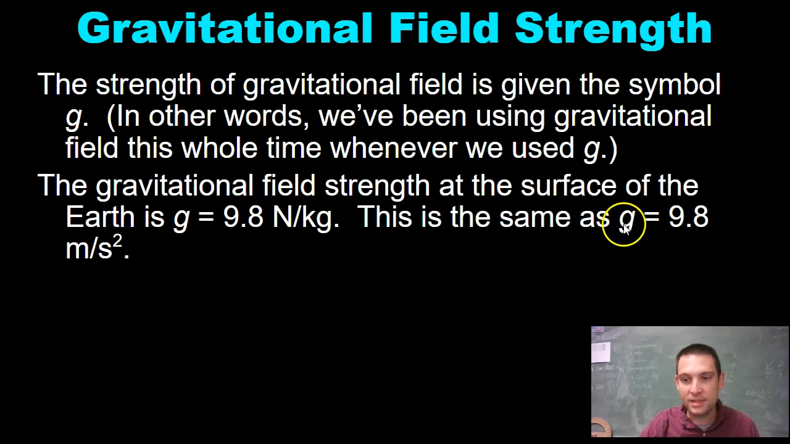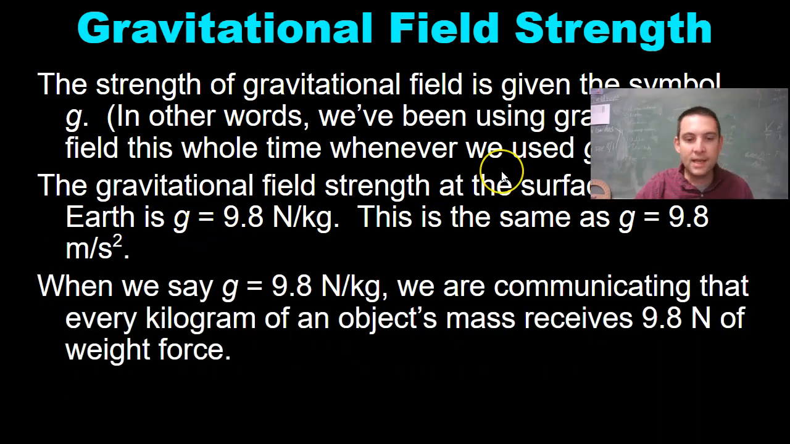Newtons per kilogram is the same thing as meters per second squared, because remember, a newton is a kilogram times meter per second squared, so kilogram in the numerator, kilogram in the denominator, they cancel out, and what you're left with is a meter per second squared. So when we say g equals 9.8 newtons per kilogram, we're saying every kilogram of an object's mass receives 9.8 newtons of weight force.